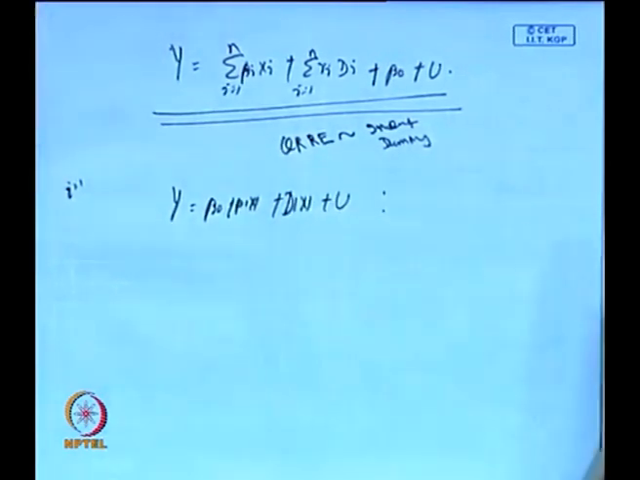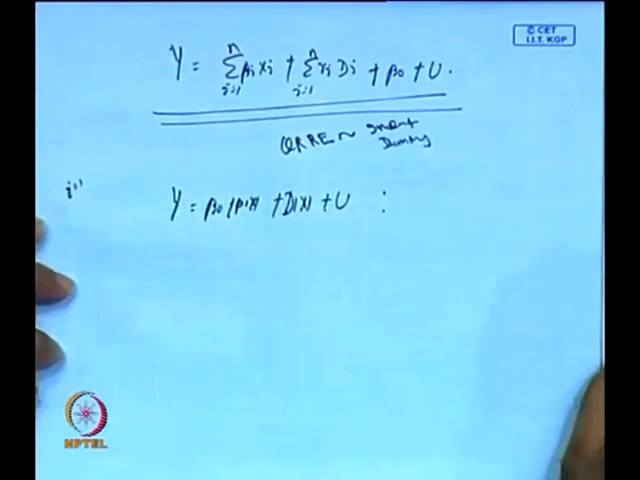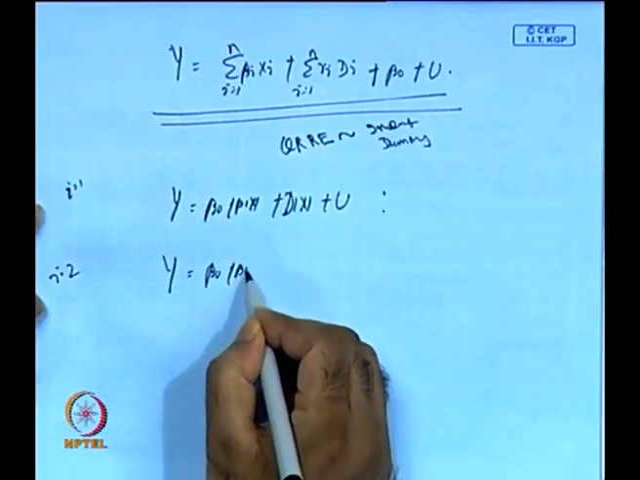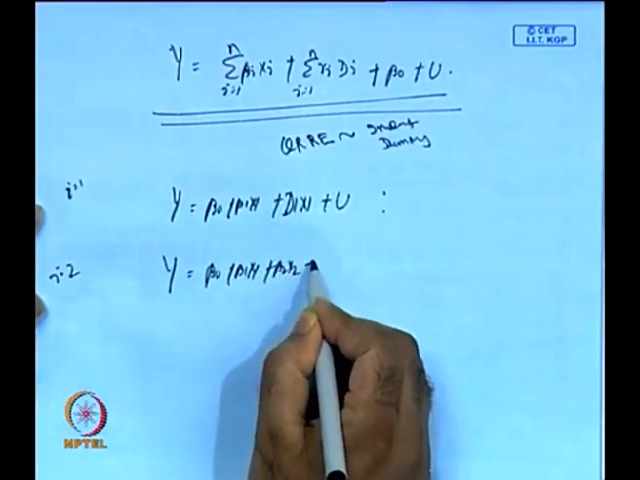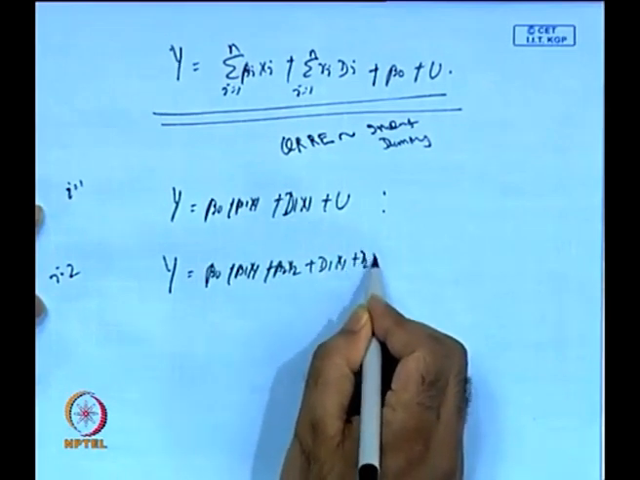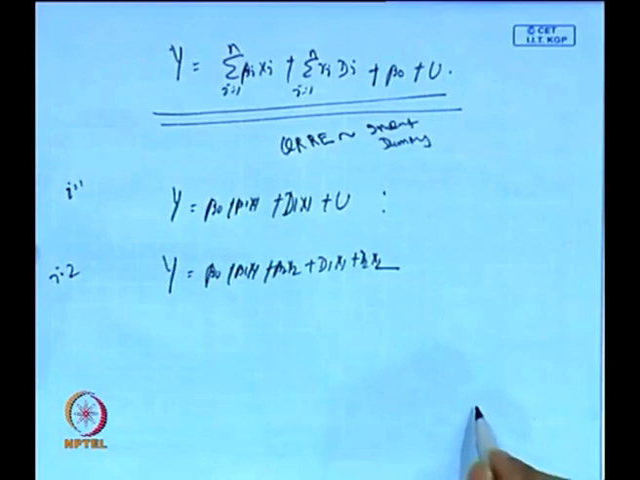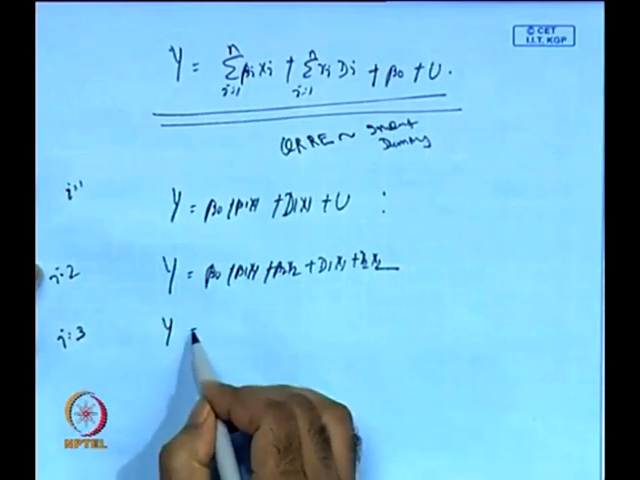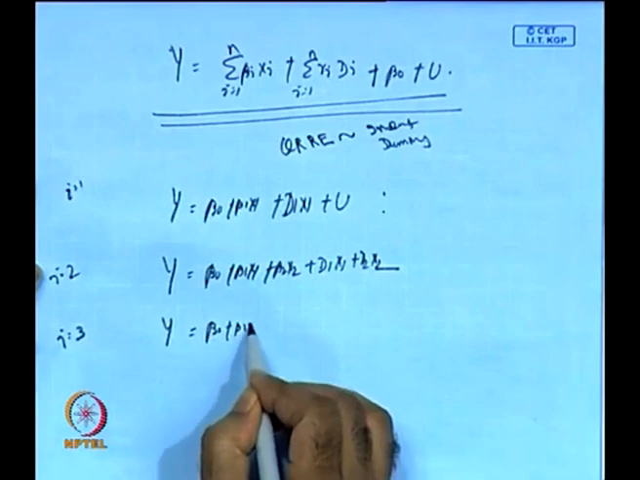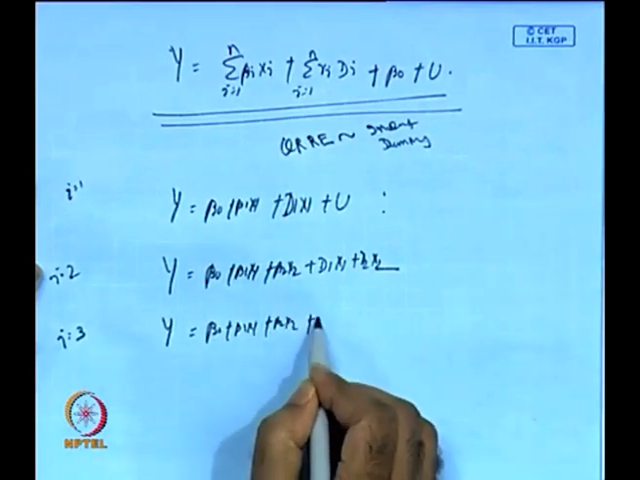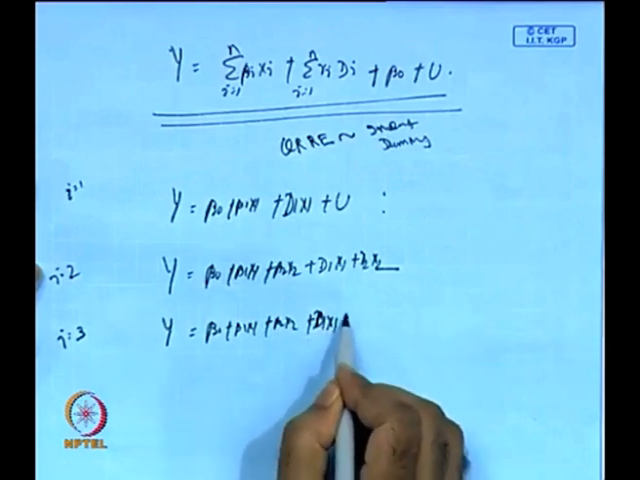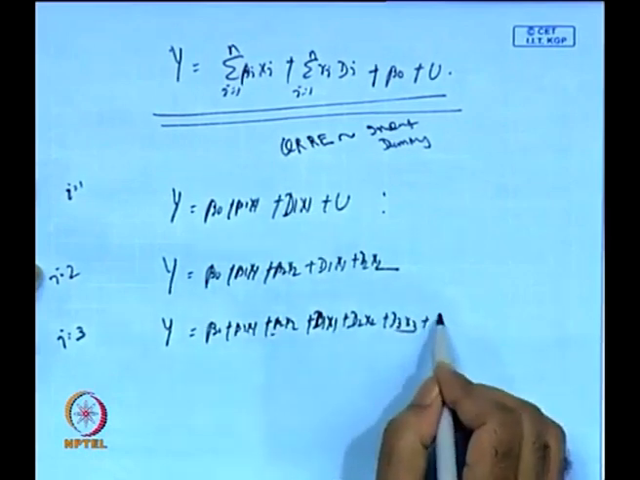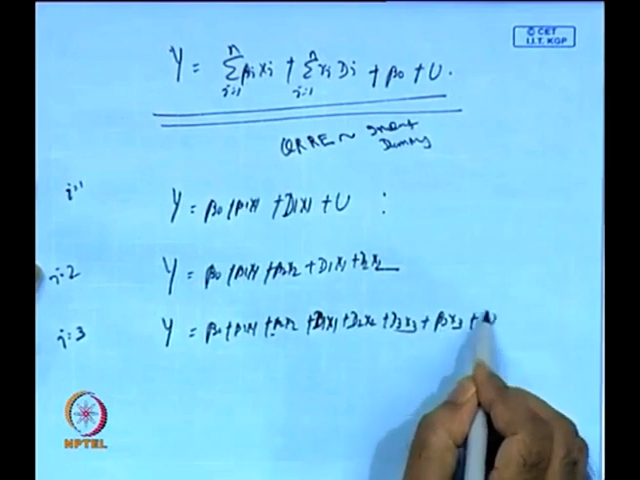So this is the simplest structure of a dummy variable model. Now if we put i equal to 2, then the system will be beta 0 plus beta 1 x 1 plus beta 2 x 2 plus d 1 x 1 plus d 2 x 2. This is how it can be extended substantially. If I put i equal to 3, then the system will be beta 0 plus beta 1 x 1 plus beta 2 x 2 plus beta 3 x 3 plus d 1 x 1 plus d 2 x 2 plus d 3 x 3, plus u.